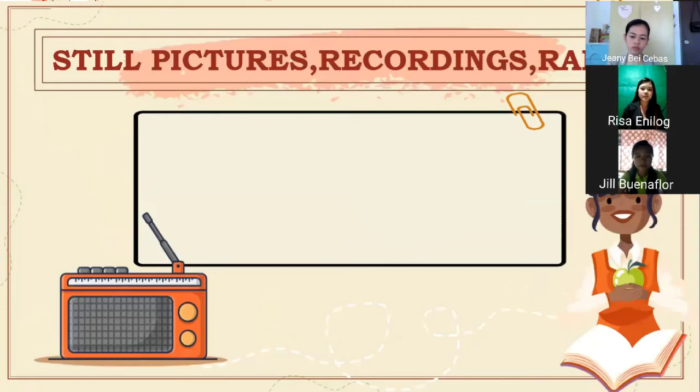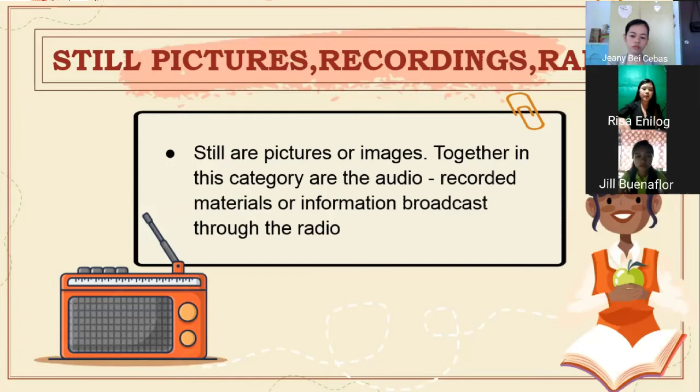So, still pictures and recordings or radio. Stills, pictures, or images together in this category are the audio, recorded materials or information broadcast through the radio. So still pictures, recordings, and radio are visual and auditory devices that can be used by a learner or group of learners that could enhance and extend their learning experiences. In more modern terms, this level could include photos, podcasts, or audio files. This can often be understood by those students who have difficulties in reading.